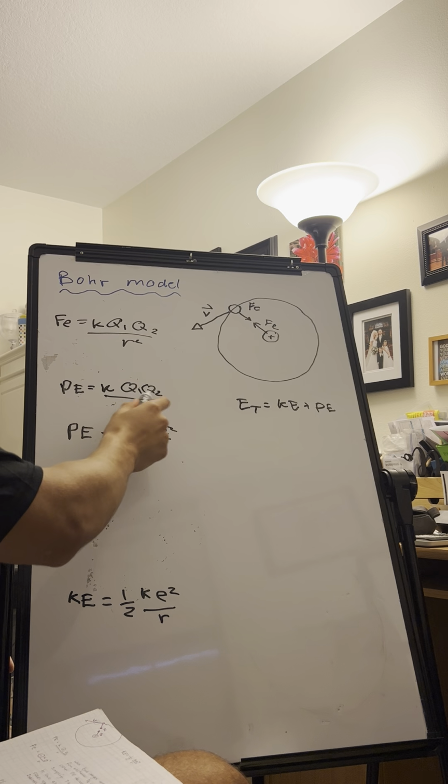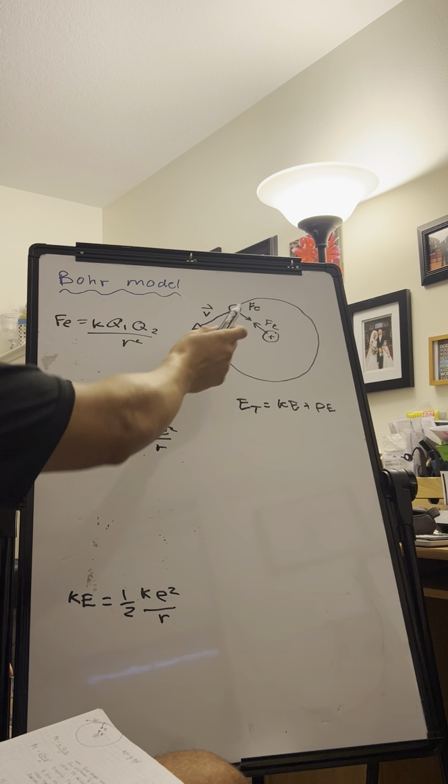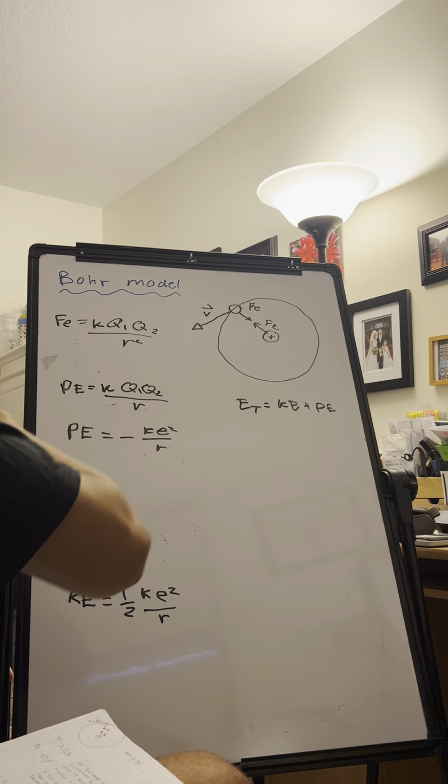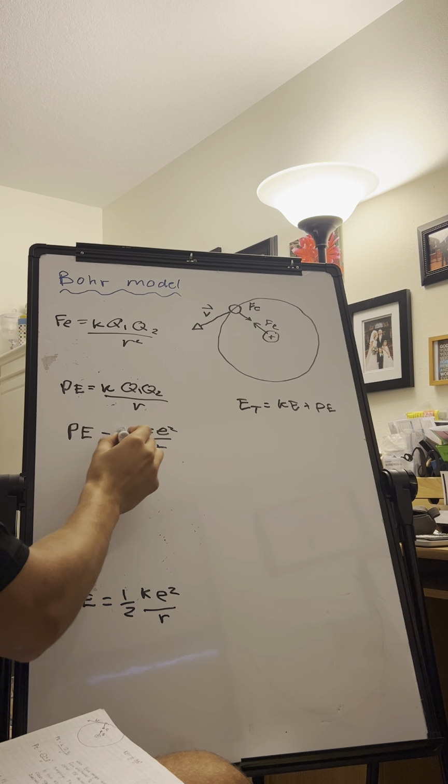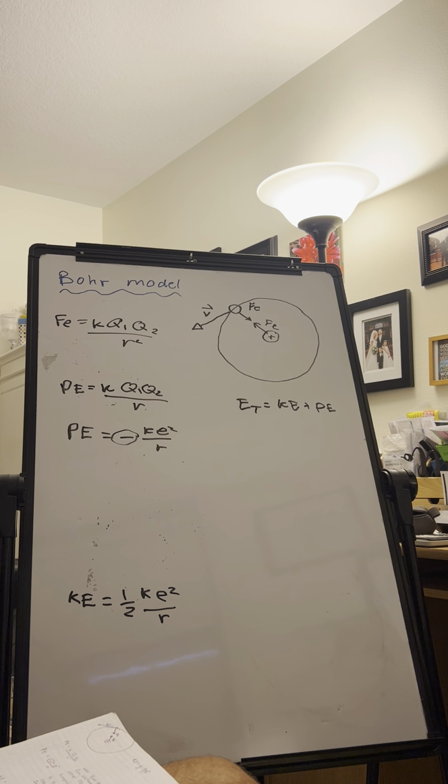The Q, both Q's, again, the charge of a proton and electron are the same, so they can be the same variable. And then you must be wondering where this negative comes from.